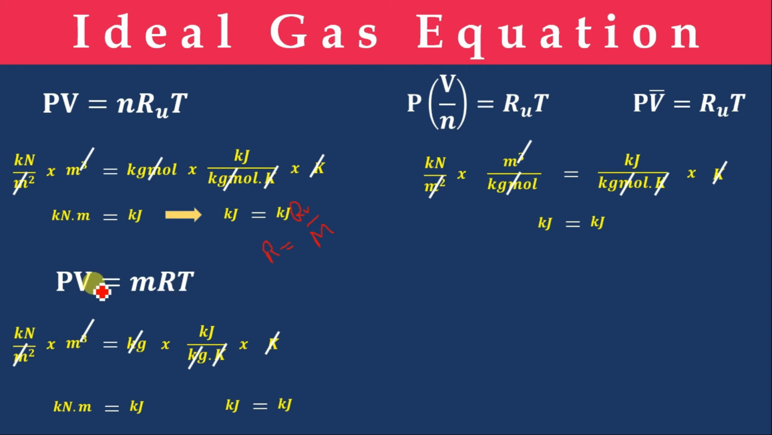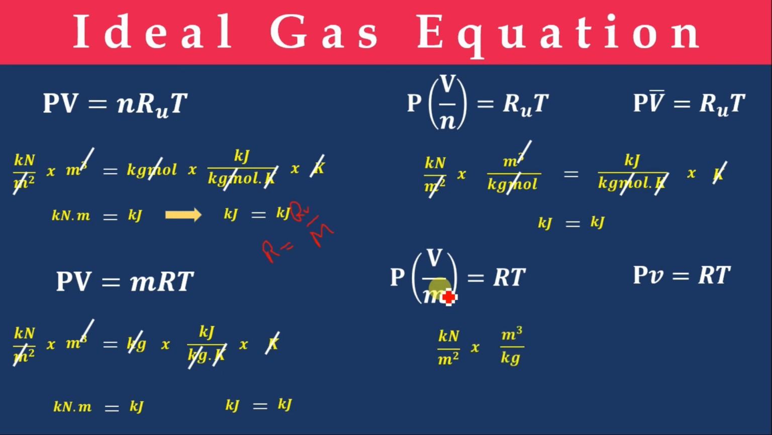This equation can be written as PV divided by m is equal to RT. This one we call specific volume, that is P small v is equal to RT, kilonewton per meter square into meter cube per kg. Here kg mole, here kg. That's the difference only. It is equal to kilojoule per kg Kelvin into Kelvin. Here meter square, meter cube, kg, Kelvin cancel. Again we get kilojoule is equal to kilojoule. These equations will be used for a closed system.